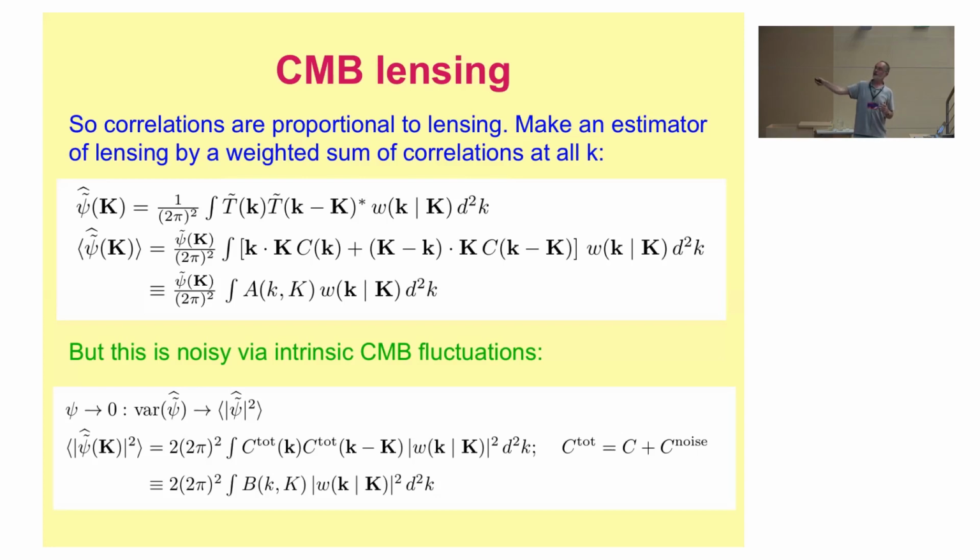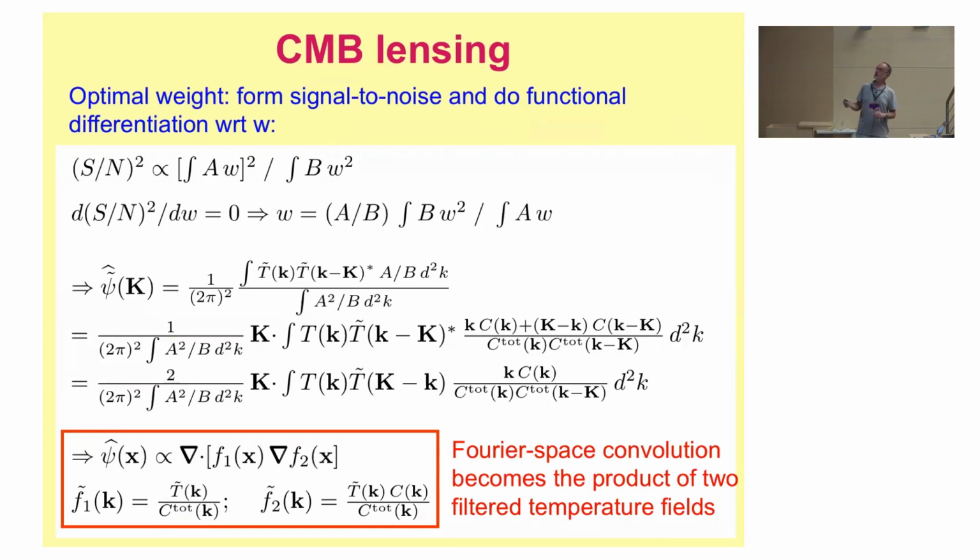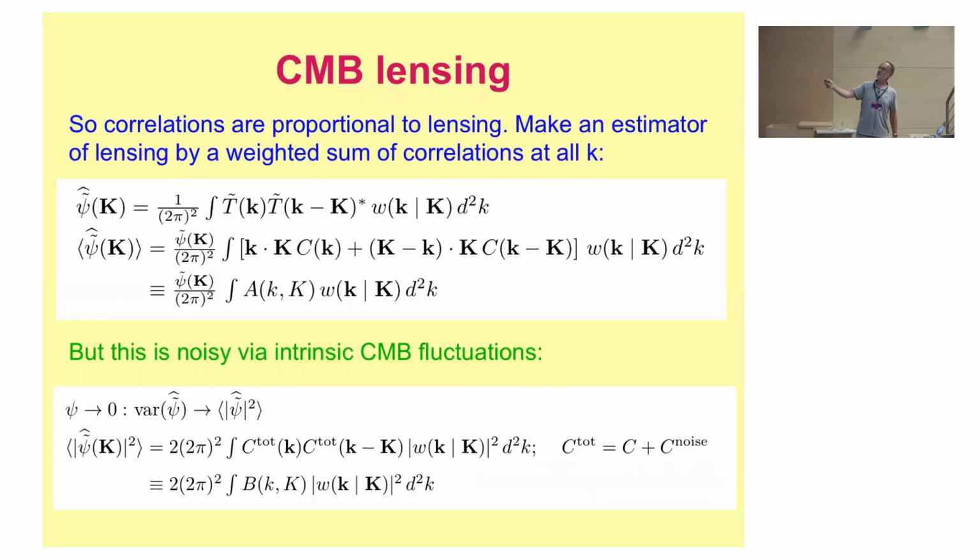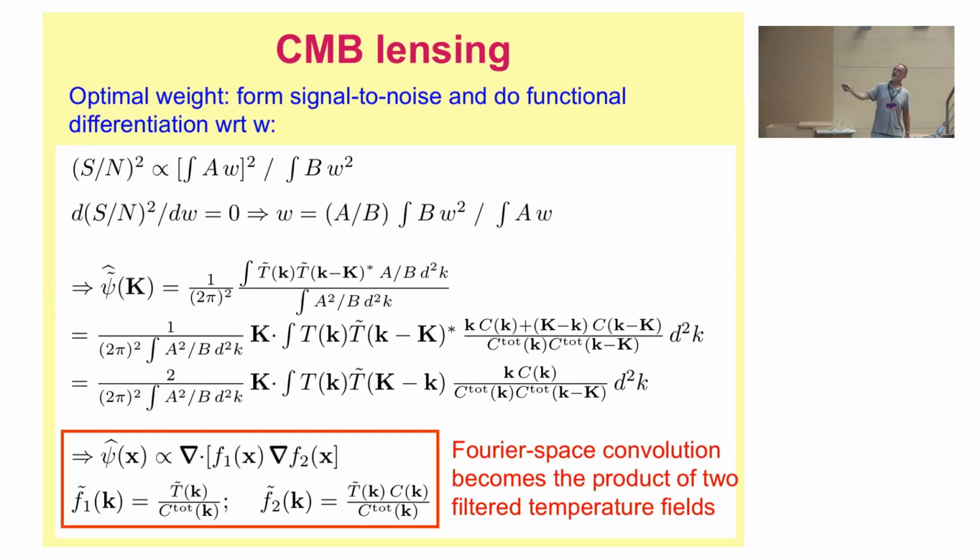Okay, so I've got these two known functions, A and B, and I've got the weight that I don't know. So this is the last slide with maths. Yeah, there's time left. So my signal to noise then is the expected signal, the expectation of my estimator, and this is the variance of that signal. So the signal to noise squared is the square of this thing divided by this thing. In terms of the notation I use, it's the integral of A times W squared divided by the integral of B times W squared, integrating over the wave vector.